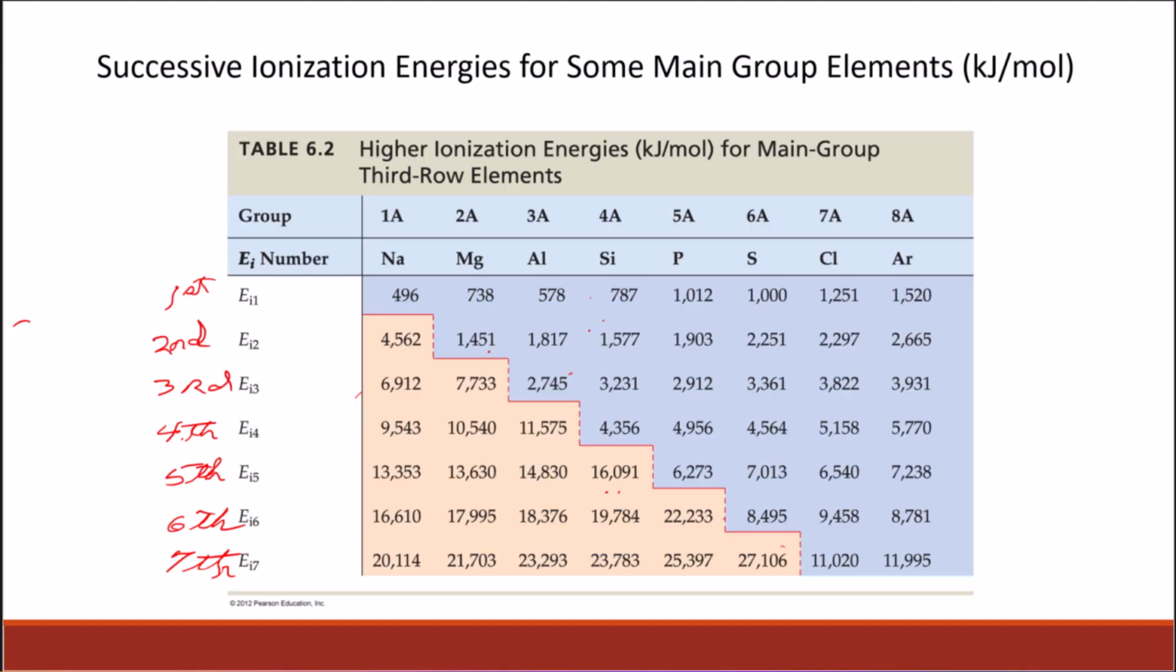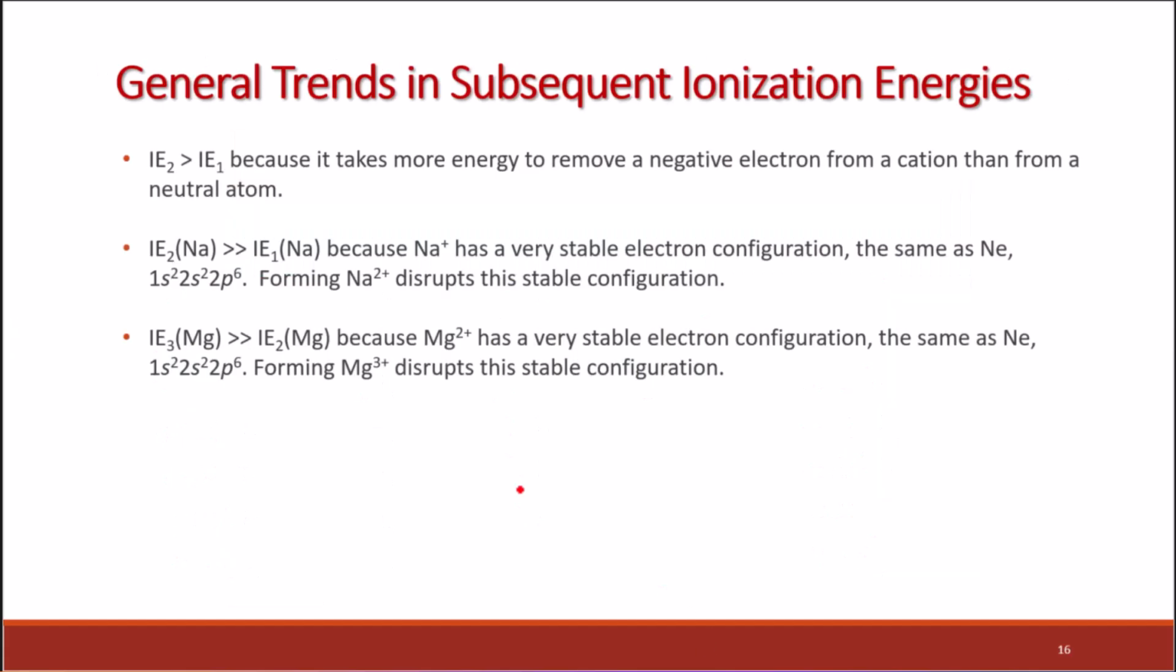So just one more time to remind you, each time you remove that electron that takes you to a noble gas electron configuration, every single time the ionization energy, the amount of energy required to remove the next electron, is huge, because you're trying to remove an electron from an electron configuration of a noble gas, in this case, neon. Okay. General trends in subsequent ionization energies.